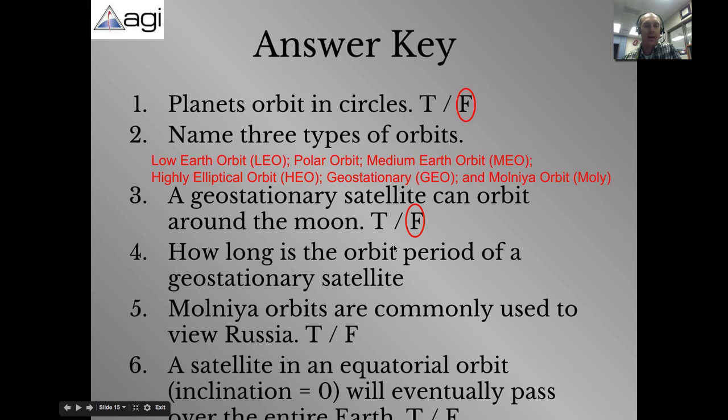And here we've listed these out. How long is the orbit period of a geostationary satellite? 24 hours. Same as the Earth spinning. Molniya orbits are commonly used to view Russia. True. And a satellite in an equatorial orbit of 0 will eventually pass over the entire Earth. That is false. You need a polar orbit. It's really just going to see the equator, and that's it. So that is it for our introduction into orbits.